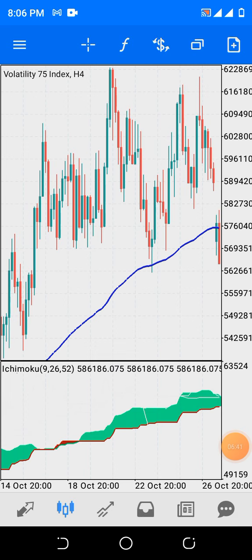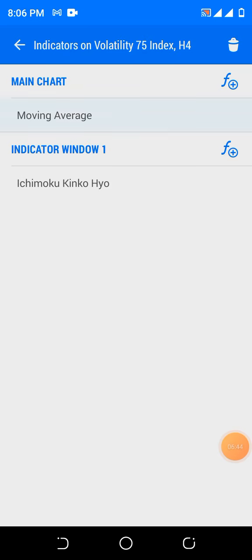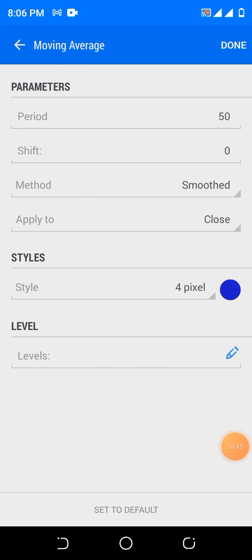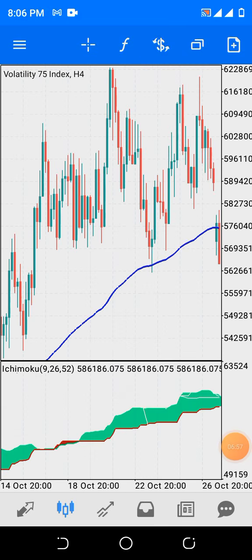Now let me show you the settings. Moving average, period is 50, shift 0. Do you understand? Method is smoothed. Apply to close. Choose any color of your choice.